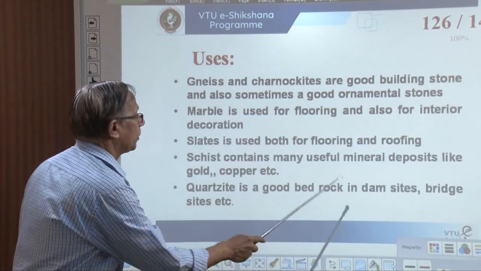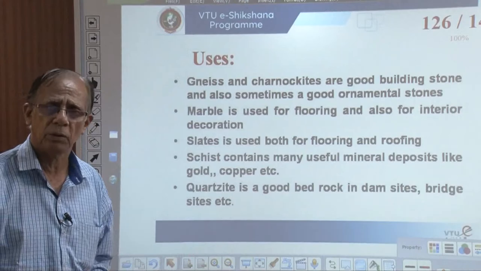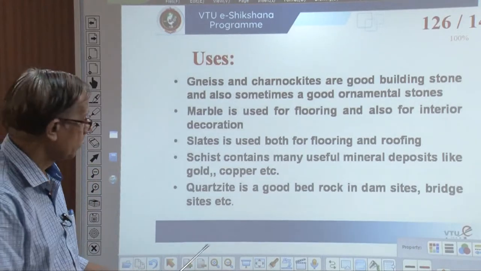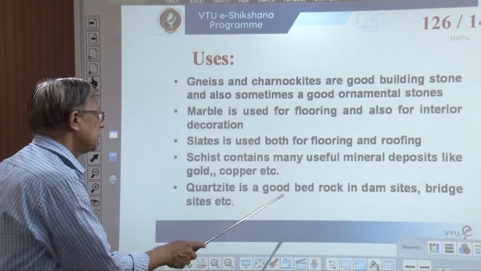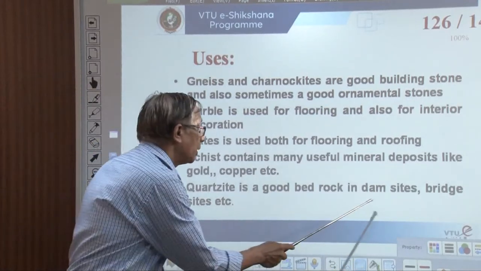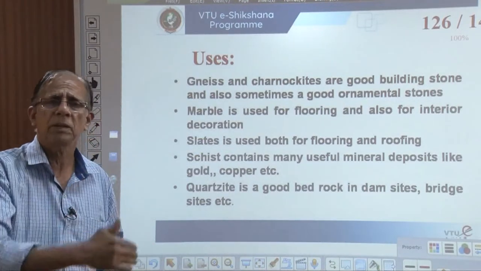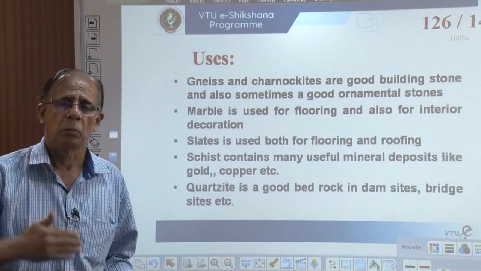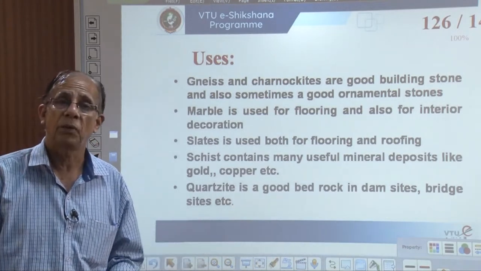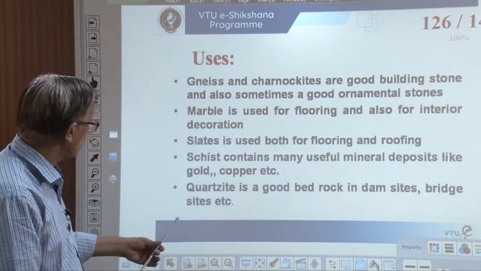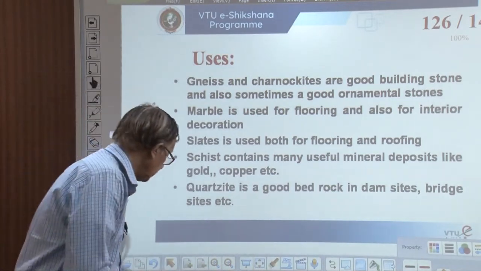Quartzite is a good bedrock for the Hidkal dam we just mentioned, also called the Malaprabha dam. Quartzite is a good rock at dam sites and bridge sites, and can be used for masonry work. It is moderately hard, moderately soft, easy to dress, and workability is high. It can be used for building construction. Quartzite can also be used as railway ballast.